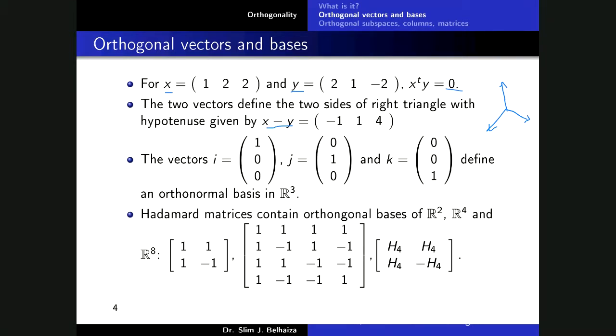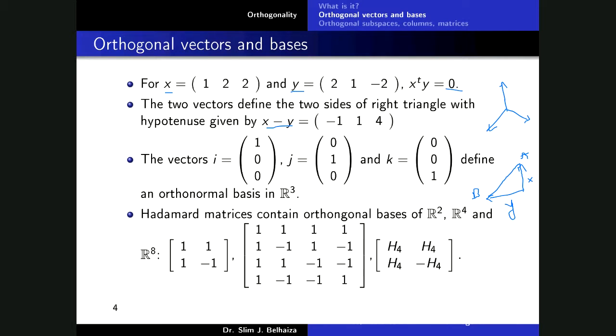And why am I writing that the hypotenuse could be given by x minus y? Well, if you consider that this is x and this is y, the hypotenuse could be obtained when you go from point A to point B. You can do minus x, the opposite direction of x, minus x plus y should give you the hypotenuse, if you wish. Okay, got it?